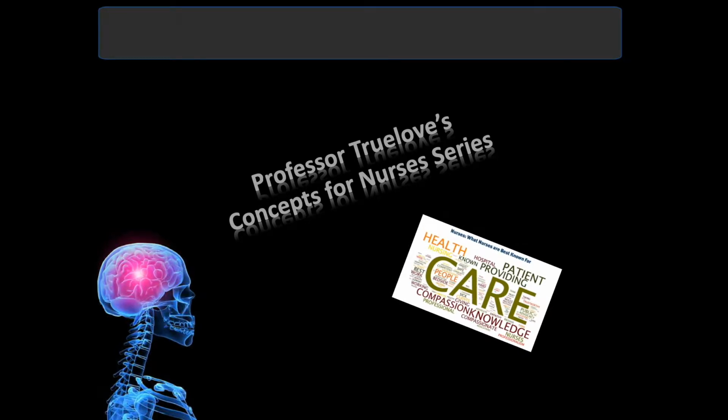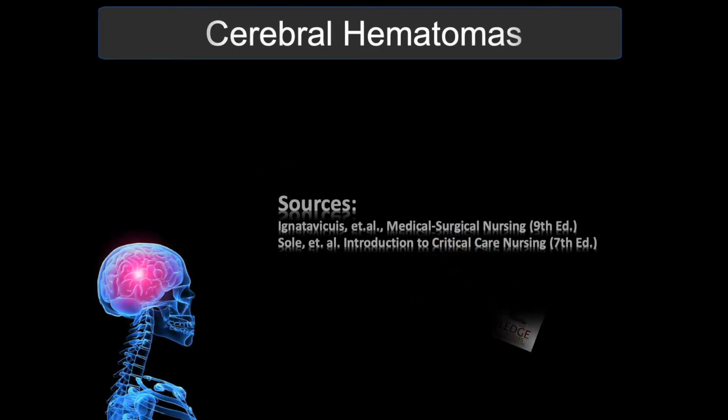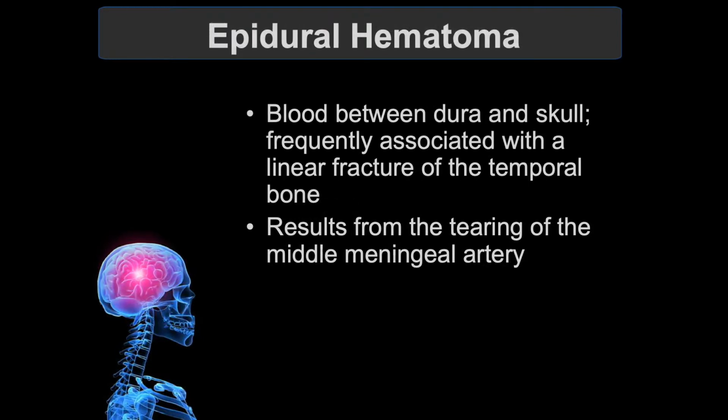And in this episode, we will discuss the care, assessment, and maintenance of patients suffering from cerebral hematomas. Our sources for today's presentation include Ignatavicius' Medical Surgical Nursing, 9th edition, and Urden's Introduction to Critical Care Nursing, 7th edition. One type of cerebral hematoma is known as an epidural hematoma.